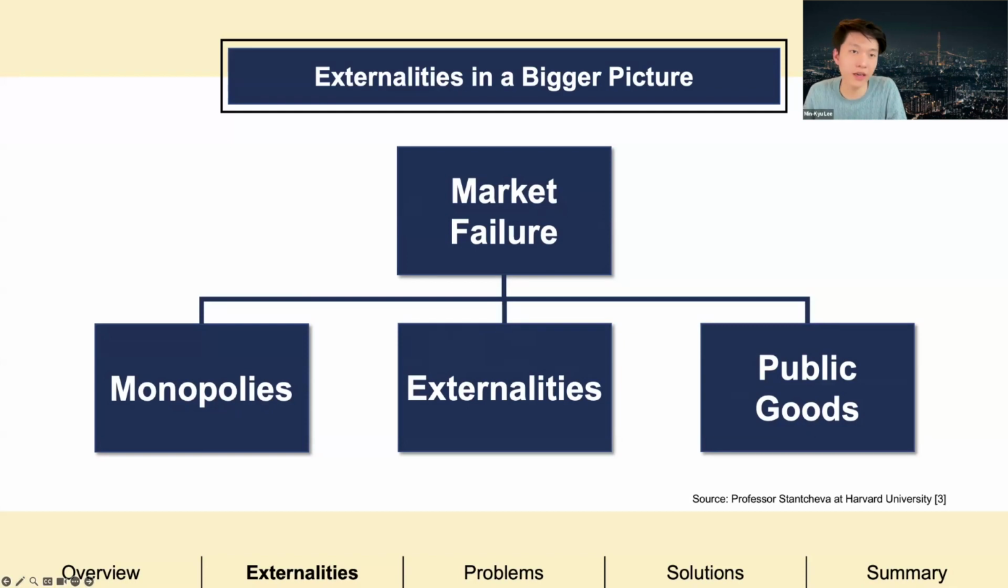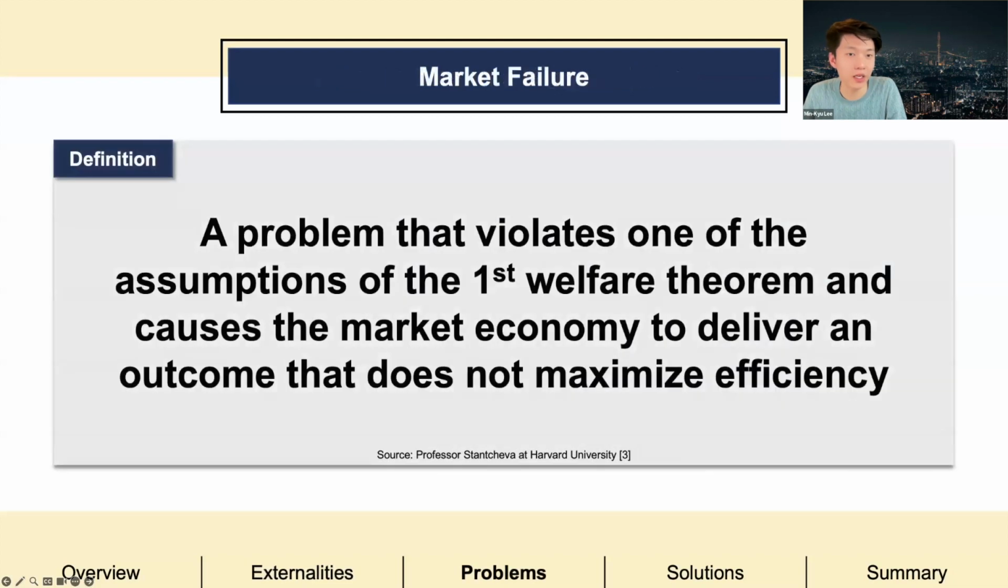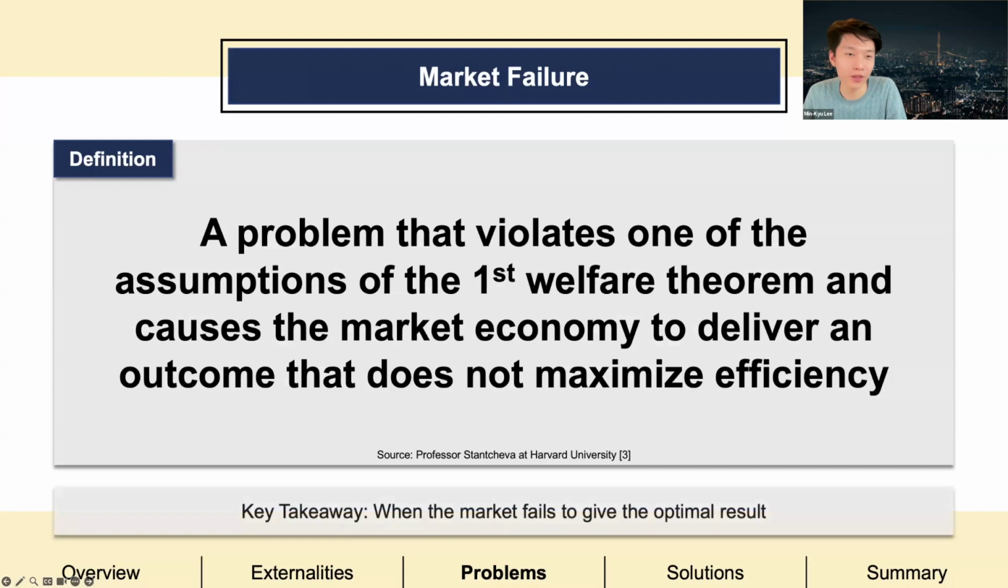Now, obviously, market failure sounds like a bad thing, and it is a bad thing. But let's talk really more about what market failures are and why they might be a problem. And so market failures, according to Harvard again, are defined as a problem that violates one of the assumptions of the first welfare theorem and causes the market economy to deliver an outcome that does not maximize efficiency. And so while that's a lot of words again, that's actually a very good definition. Very simply put, what we're talking about is when the market is failing to give an optimal result. And that's what a market failure is.